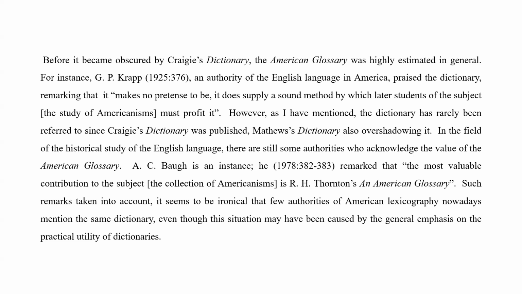In the field of the historical study of the English language, there are still some authorities who acknowledge the value of the American Glossary. A.C. Baugh is an instance. He remarked that the most valuable contribution to the subject, the collection of Americanisms, is R.A. Thornton's An American Glossary. Such remarks taken into account, it seems to be ironical that few authorities of American lexicography nowadays mention the same dictionary, even though this situation may have been caused by the general emphasis on the practical utility of dictionaries.